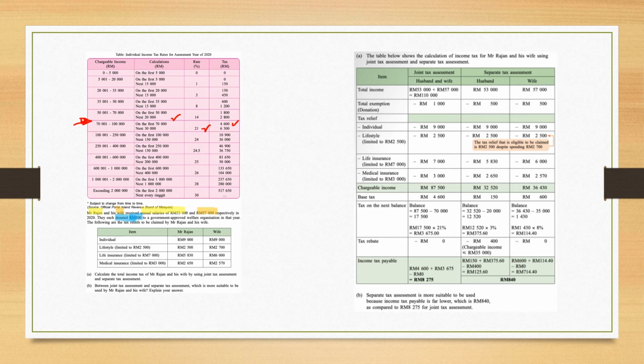The tax rebate is 0 ringgit. Why is it 0 ringgit? Because your chargeable income is greater than 35,000. Your chargeable income is greater than 35,000, so you don't have a tax rebate at all.